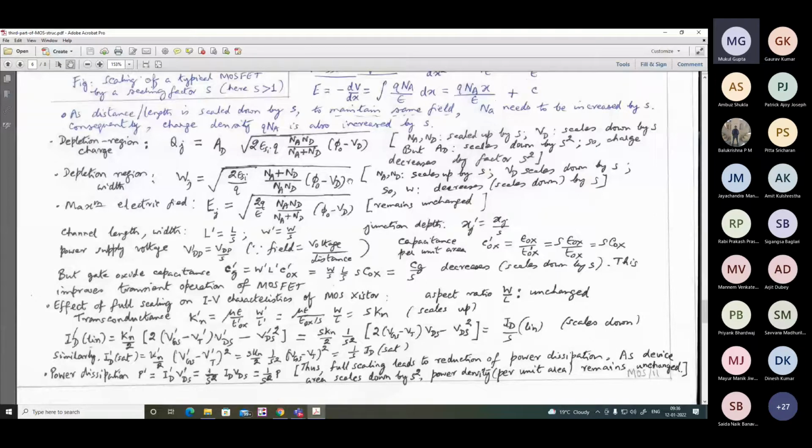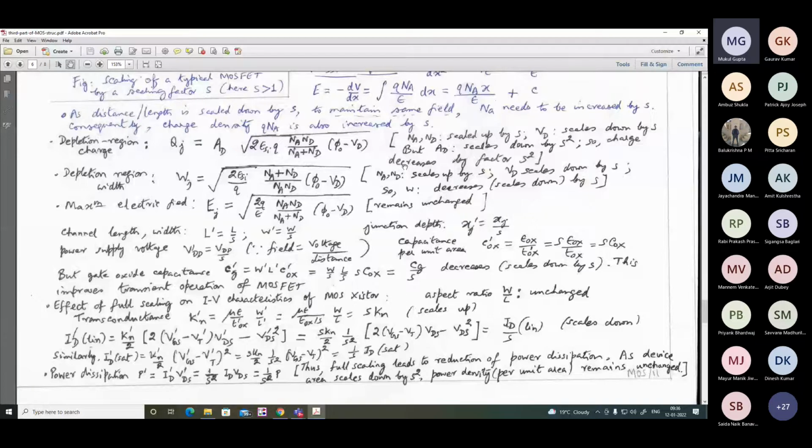Okay, what is the expression for phi naught? It is equal to KT by Q into log of N_A N_D by n_i square, no? Yes, sir. Sir, we can also look at the built-in potential expression as half multiplied by maximum field multiplied by the depletion width.